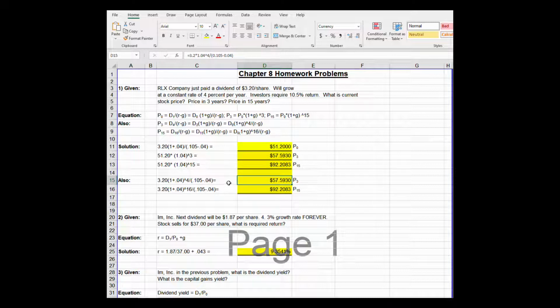I can also calculate this by saying that P3 is equal to D4 over R minus G, and P15 is equal to D16 over R minus G, and I get the same answers. You should get the same answers whether you compound the price like I did above, or take the next dividend over R minus G. The same answers should arise for P3 and P15.